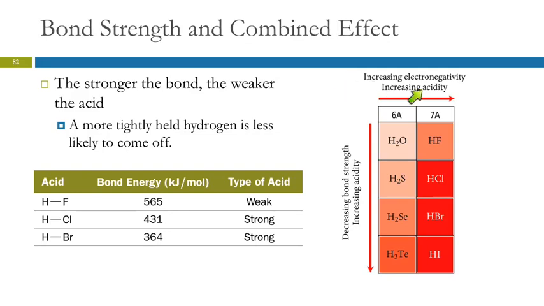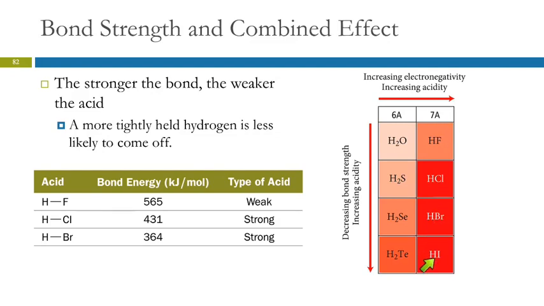As we get increasing electronegativity, then we get increasing acidity, because the bond is more polar. The hydrogen is already more positive than in a less electronegative element. And then we have decreasing strength of the bond as you go down, causing increasing acidity.